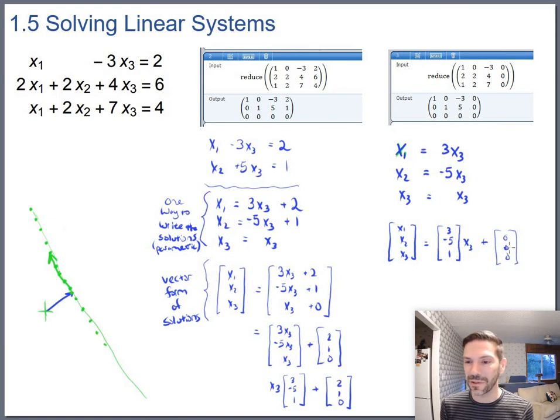It, of course, has the trivial solution. If x3 is 0, you get 0, 0, 0 plus 0, 0, 0. You get the trivial solution of 0, 0, 0, which every homogeneous system has. But there are infinitely many other solutions which start at 0, 0, 0 and go off in this direction 3, negative 5, 1. So all these solution sets, if you were to graph them, would start at 0, 0, 0 and go off in the 3, negative 5, 1 direction. Right? So they create solution sets running parallel to the first solution set.